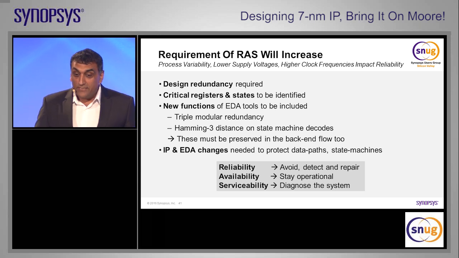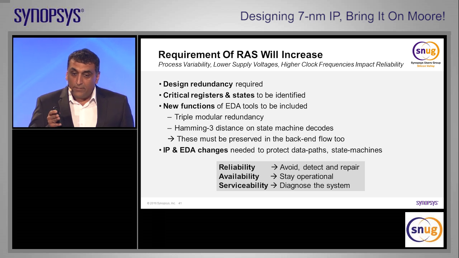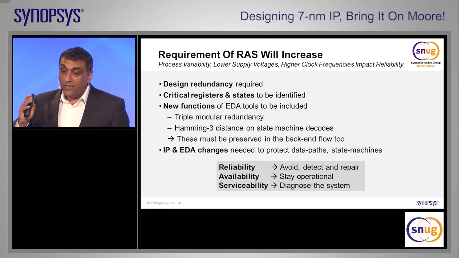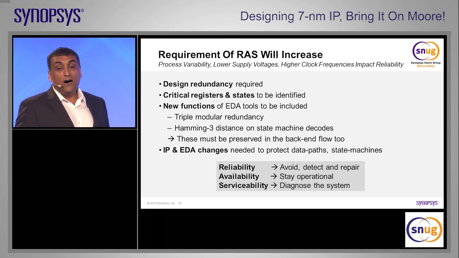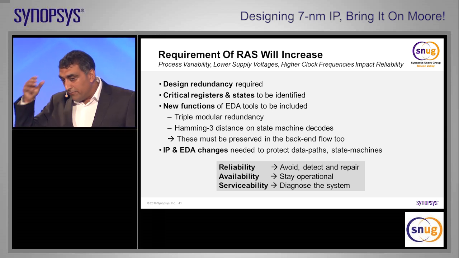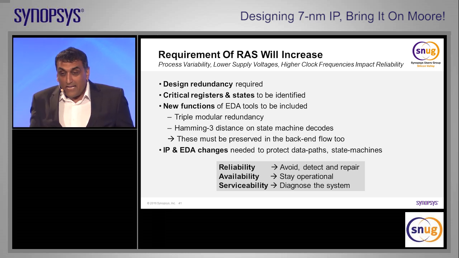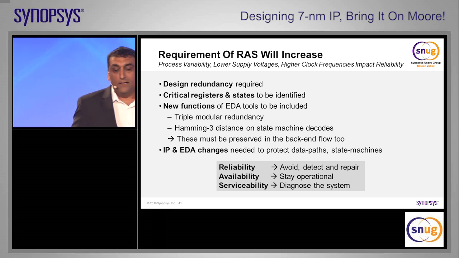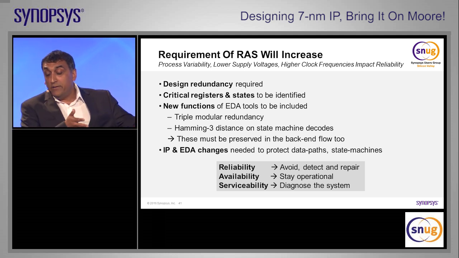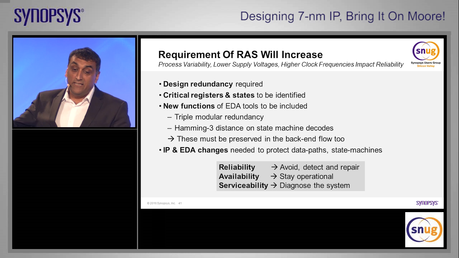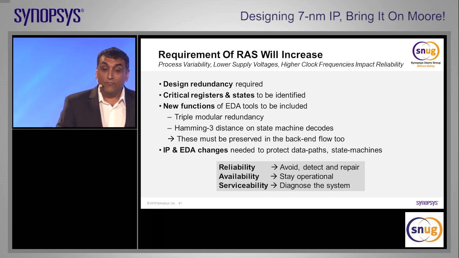RAS: reliability, availability, and serviceability. Again, this is digital IP. Process variability, lower supply voltages, and higher clock frequencies impact the reliability of the design. What happens is that now, with these advanced nodes, you're seeing RTL development with a lot of redundancy. In fact, looking at some of the development that's going on today for consumer products, they almost look like the work that was done some years ago for defense products in older nodes in FPGAs, because of the amount of variability in the leading edge nodes, so that you have to add this design redundancy.